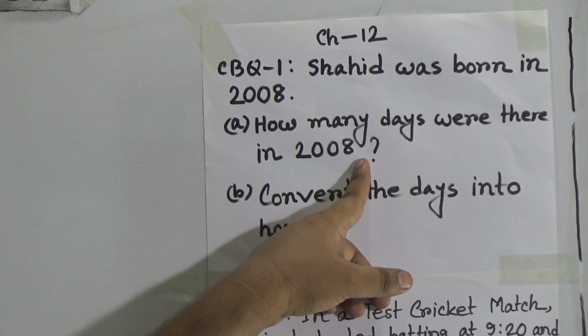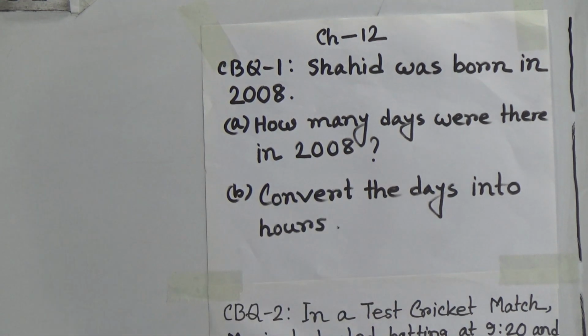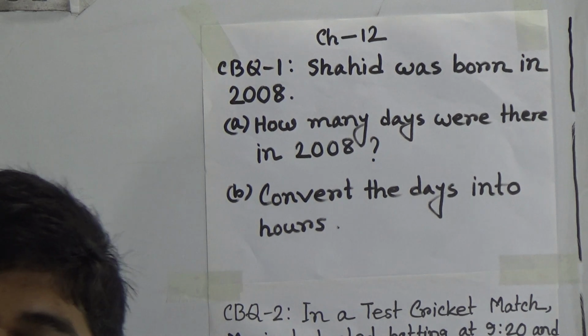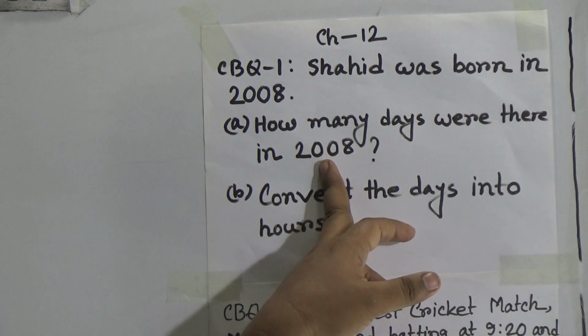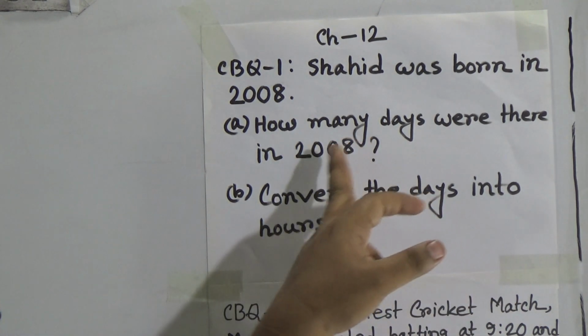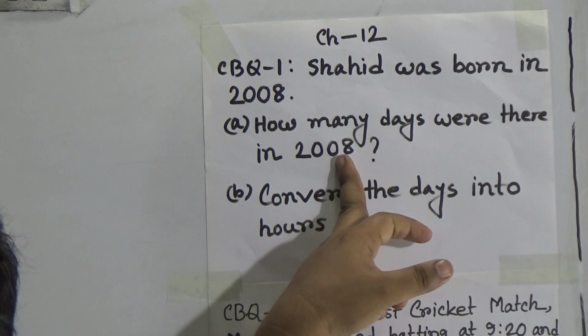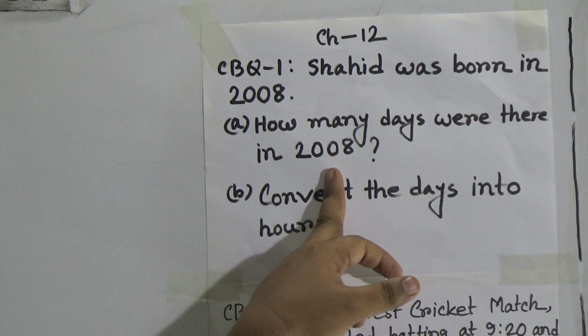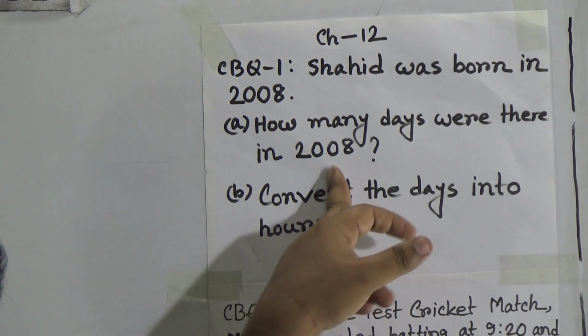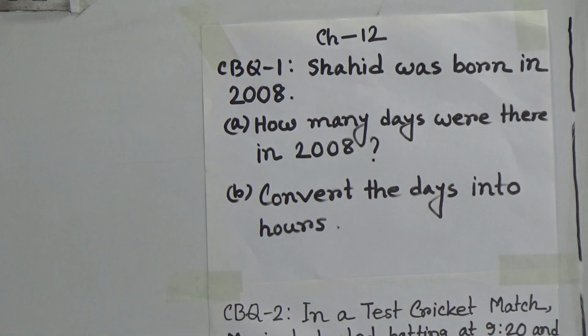Okay, now we check. How can we check whether 2008 is a leap year or not? We divide that number by 4. If that number is divisible by 4, then that year is a leap year. I repeat, if this number is divisible by 4, then this year is a leap year, but if it is not divisible by 4, then it is not a leap year. I hope you have understood. Now we shall take question number A.